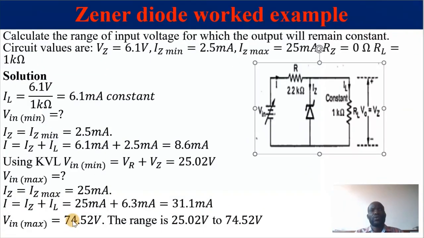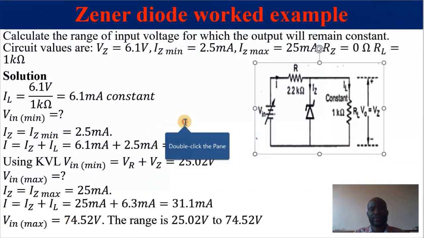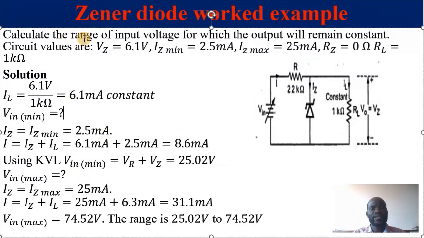We are done with the Zener diodes. Let's go through one or two worked examples. We are saying calculate the range of the input voltage. In other words, the input is varying and we have analyzed that scenario, for which the output will remain constant, and we are given these parameters. Vz, which is the voltage across this Zener diode, is 6.1 volts, meaning the output voltage V out is also 6.1 volts. Minimum Zener current, which is IZK as well, is 2.5 milliamps, and the maximum is 25 milliamps.